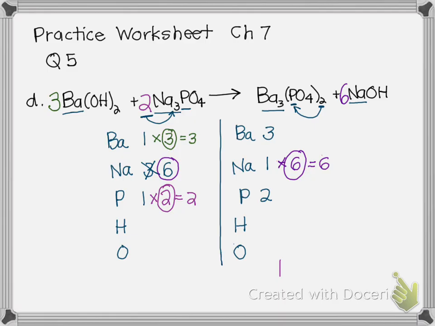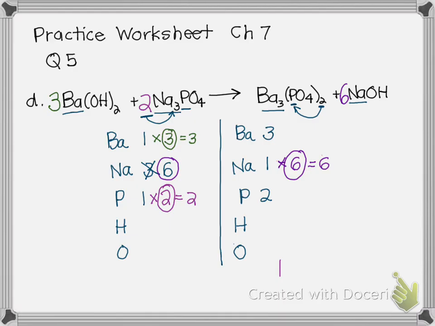So now, if you just pause and look, I have 3 barium on the reactant side and 3 on the product side. That's still good. I now have 6 sodium on the reactant side and 6 sodium on the product side. Still good. I have 2 phosphorus on the reactant side, and 2 phosphorus on the product side. So now I've got everybody up to date. Barium, sodium, and phosphorus are okay.